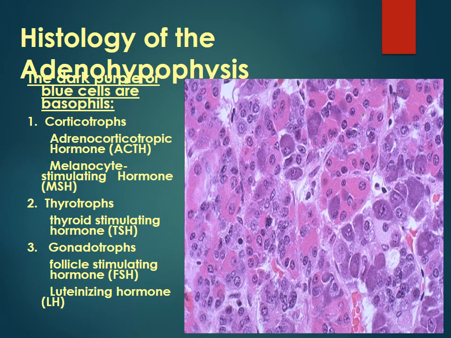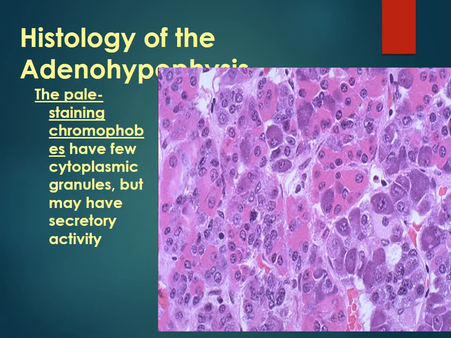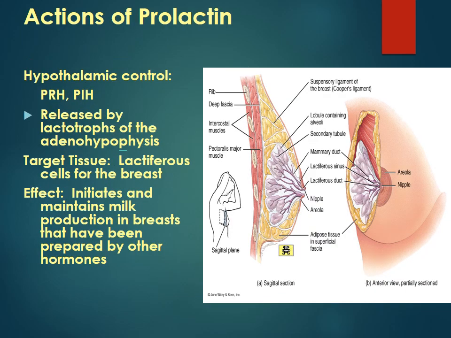So histology again of the adenohypophysis, the dark purple or blue cells are basophils. Number 1, corticotrophs, for example the adrenocorticotropic hormone, ACTH or MSH. Then thyrotrophs, like the thyroid stimulating hormone, TSH. Gonadotrophs, follicle stimulating hormone or FSH, and luteinizing hormone, the LH. The pale staining chromophobes have few cytoplasmic granules but may have secretory activity.